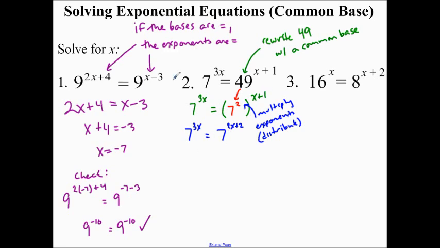All right, from here it's pretty easy, right? We said if the bases are the same, then the exponents must be equal. So 3x equals 2x plus 2. Subtract 2x from both sides. We got our answer. x equals 2. We could sub it in and check it. Why don't you try to do this last one on your own? Play the recording when you're ready.